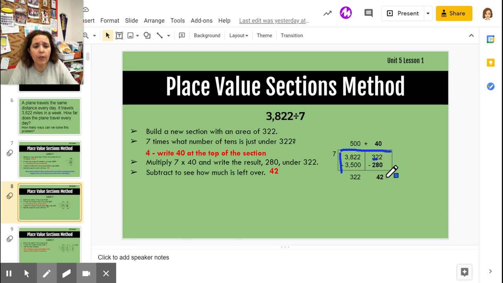I'm going to subtract my 280 from my 322. 2 take away 0 is 2. 2 take away 8 I can't do, so I got to borrow. That makes it a 2, that makes it a 12. 12 take away 8 is 4. That gives me my 42.